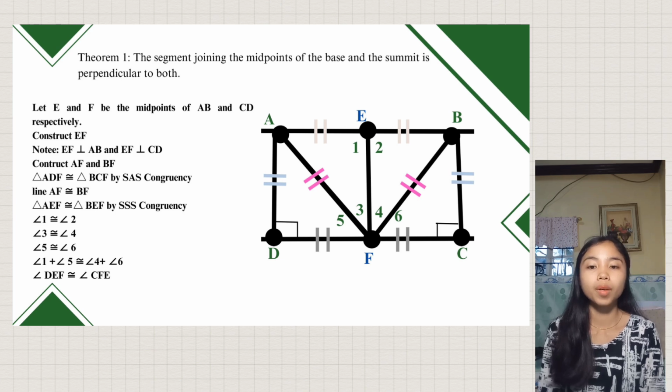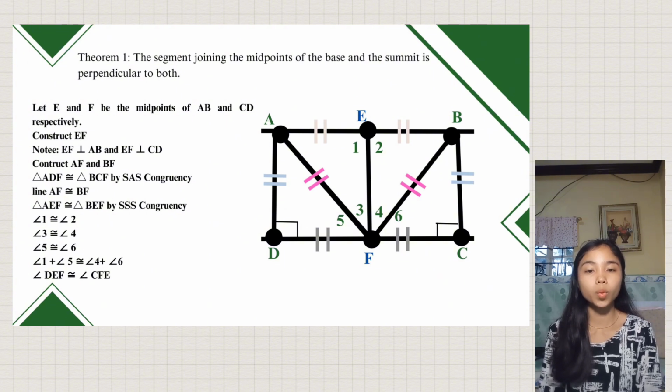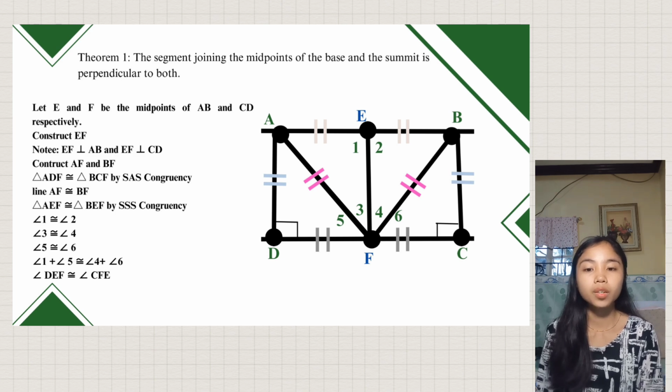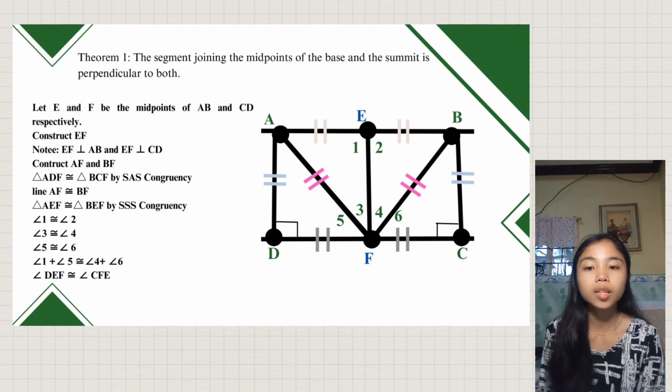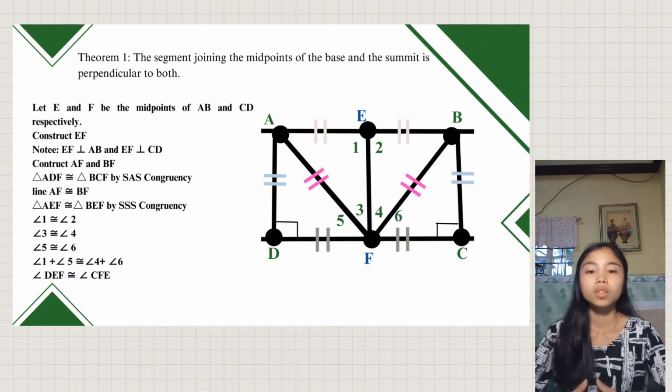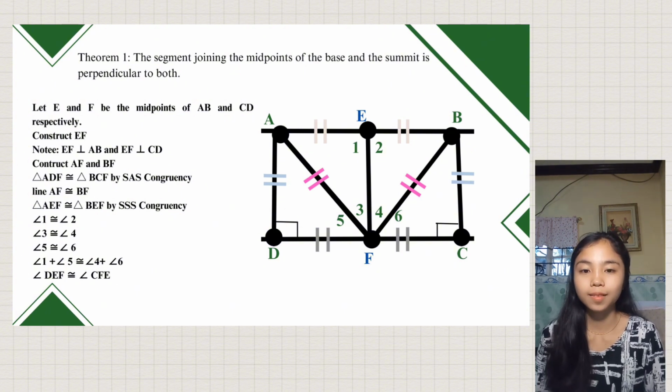Our segment here is DC, and joining the midpoint F, our base is in the lower part, and the summit that is perpendicular to both is DF. Line DC is perpendicular to line FE, right? So here, in this example, theorem 1 exists.